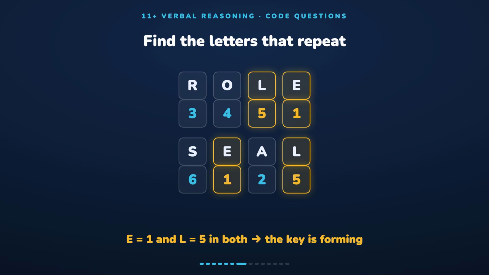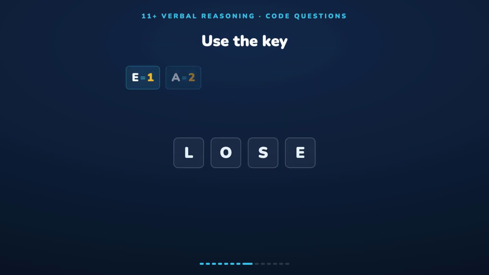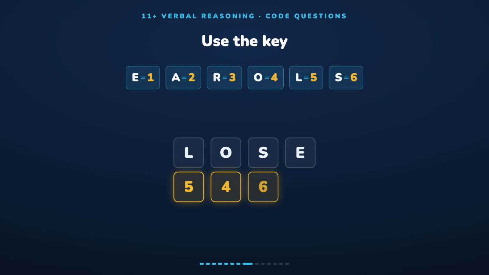Line them up. In roll, R is 3, O is 4, L is 5, E is 1. In seal, S is 6, E is 1, A is 2, L is 5. Look, the E is 1 in both and the L is 5 in both. That confirms the key. Now we've got a key. E is 1, A is 2, R is 3, O is 4, L is 5, S is 6. To code a new word like lose, we just look each letter up. L is 5, O is 4, S is 6, E is 1. So lose is 5, 4, 6, 1. And always check by reading it back.